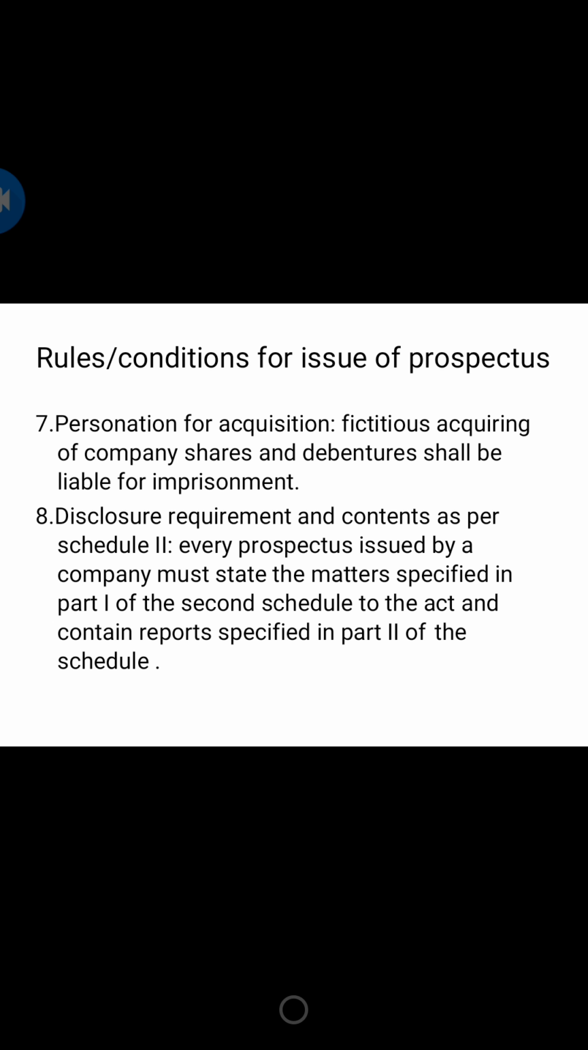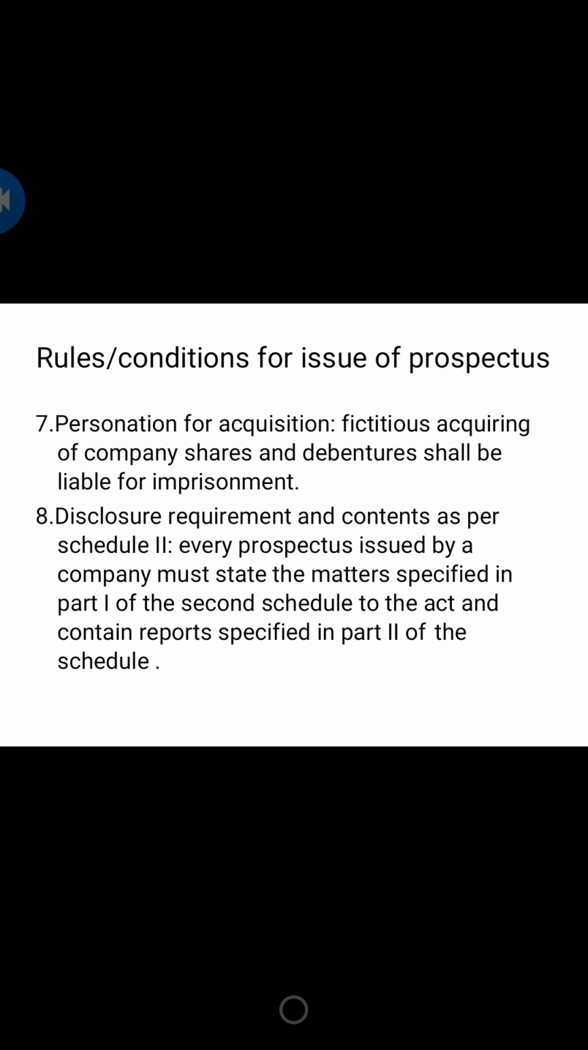Any person who makes in a fictitious name an application to the company for acquiring or subscribing for such shares, so they are liable for punishment. Or otherwise induces a company to allot, register or transfer a share therein to him or any other person in a fictitious name shall be punishable with imprisonment for a term which may extend to 5 years.